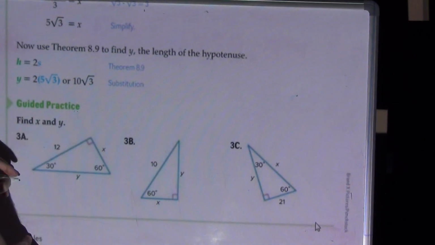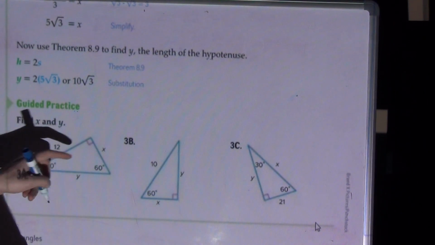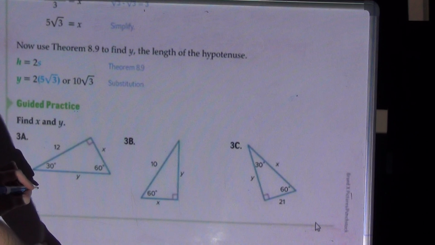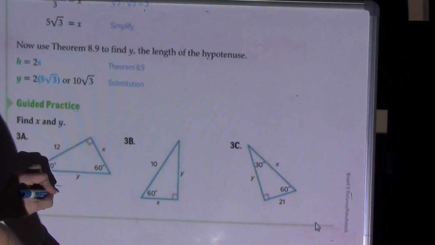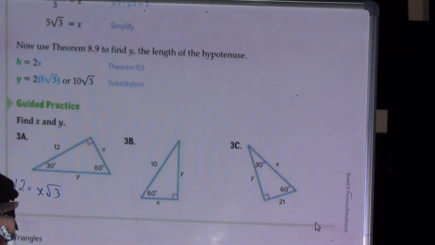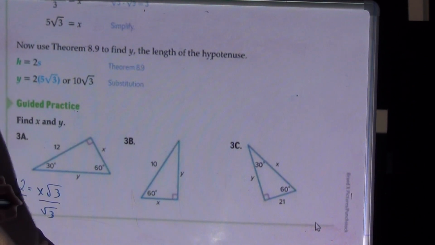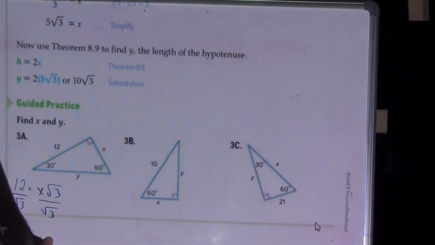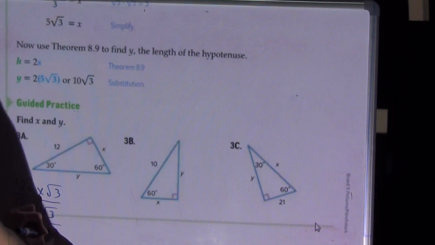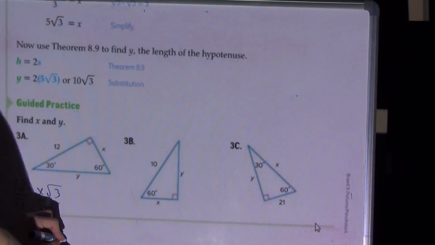So remember, the side across from the 60 is going to be equal to the length of the side across from the 30 times the square root of 3. Alright? So in order to find this, I'm going to divide each side by square root of 3. Alright, so I'm going to rewrite it with x on the other side. So x is going to be equal to 12 over root 3. And again, I cannot have that, so I'm going to multiply by root 3 over root 3 to get rid of that root 3 at the bottom.